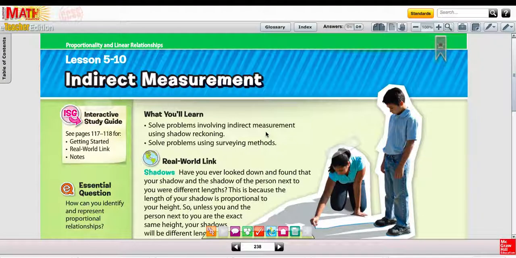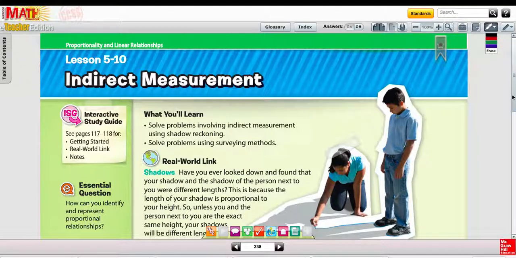In Lesson 510, you'll be looking at indirect measurement, and that is one of our projects for this chapter. In this lesson, you will solve problems involving indirect measurement using shadow reckoning, and you'll solve problems using surveying methods. And remember, the essential question for Chapter 5 is, how can you identify and represent proportional relationships?